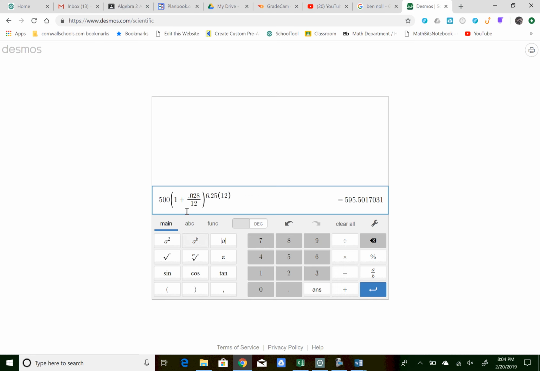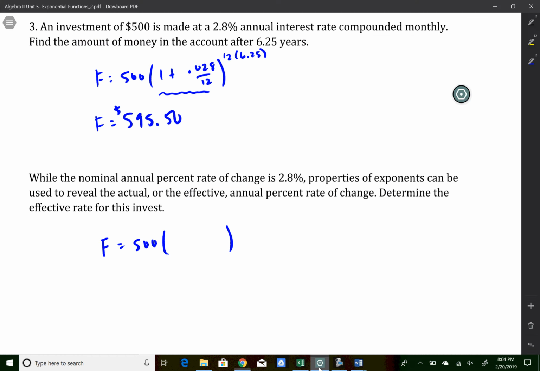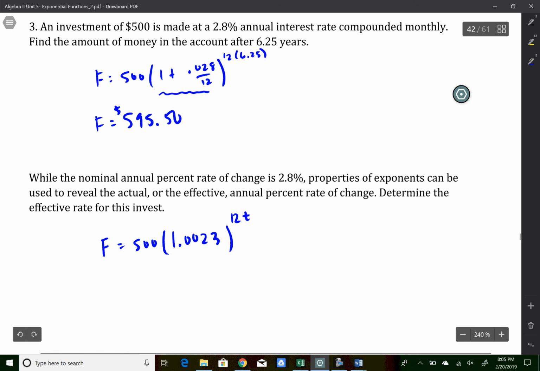So if I just take the part in the parenthesis here and type just that part into my calculator, I get 1.0023 repeating, right? So again, I'm just going to round that to 4 decimal places. So I have 1.0023, and that's all to the 12t. Now remember, the key here is that t represents years.